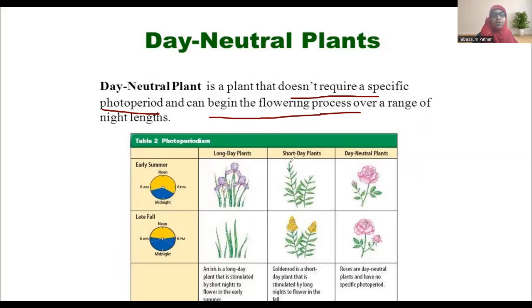Here this table gives you a summary of all actually. Here we will focus on the last, day neutral plants. Roses are actually day neutral plants. They do not have any specific period. If you give less amount of light, they will flower. If you give more amount of light, then also they will flower. That is why the name is day neutral plant.